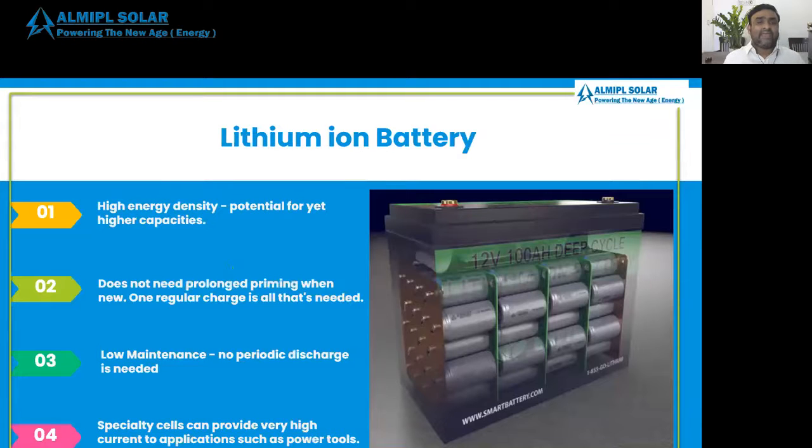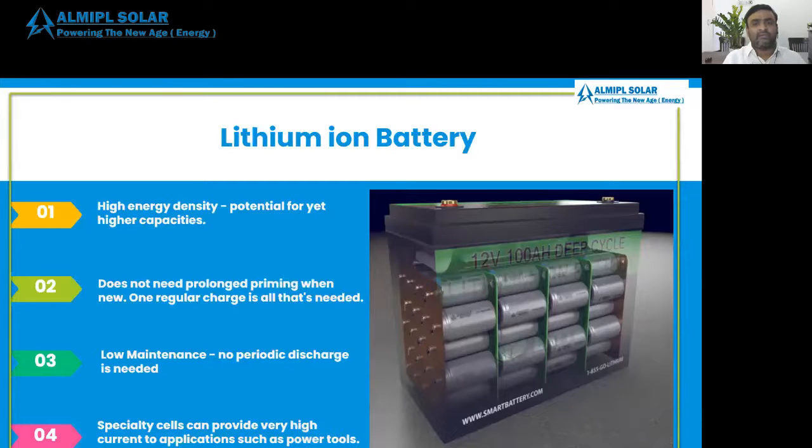Lithium ion battery: high energy density, potential for yet higher capacity. It does not need a prolonged priming when new; one regular charger is all that is needed. The third one is low maintenance. Lithium ion battery is low maintenance, and no periodic discharges are needed. Specialty cells can provide very high current for applications such as power tools. So these are the advantages of the lithium battery.